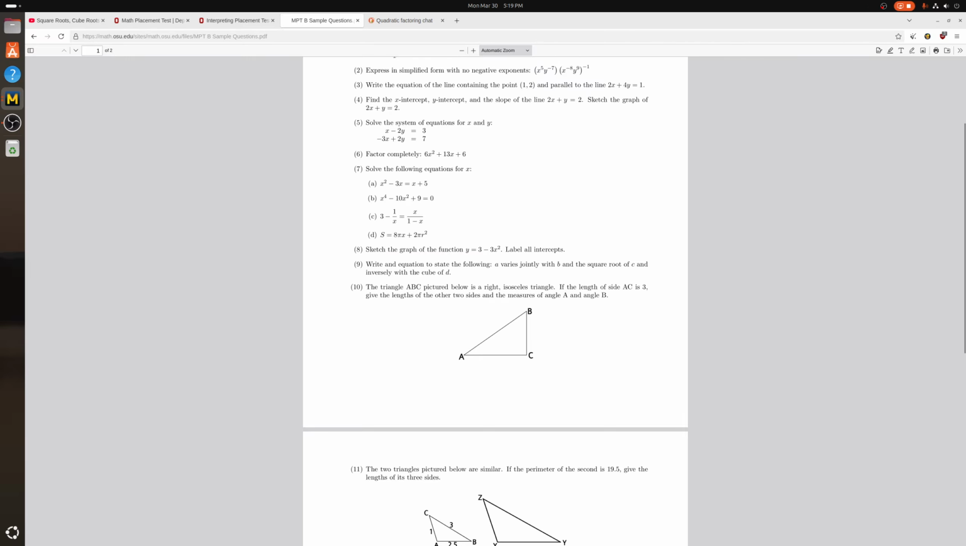Sketch the graph of the function. Label all intercepts. No one ever asked me to graph this. No one ever. This is so dumb. What? This is retarded. This is retarded. This is retarded. Write the equation to state the following.